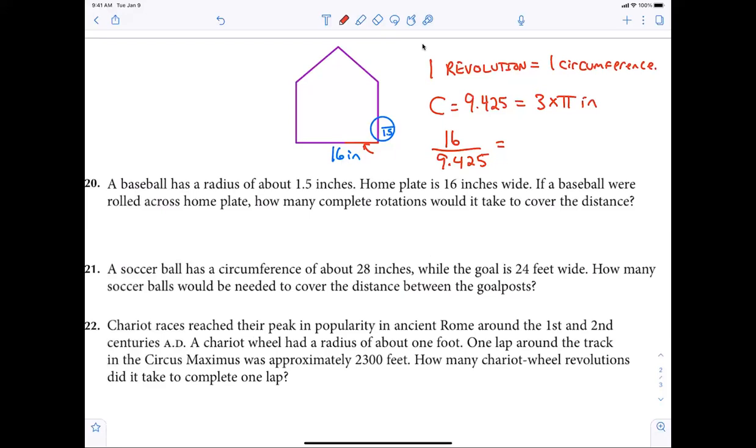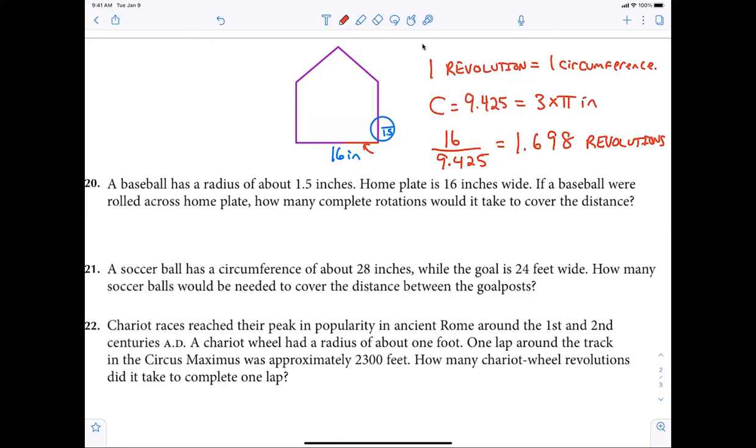I got 1.698. That would be revolutions. So the ball can spin 1.698 times and it'll make it all the way across the home plate. Does that make any sense? Yes. Yeah, that's tricky, guys.